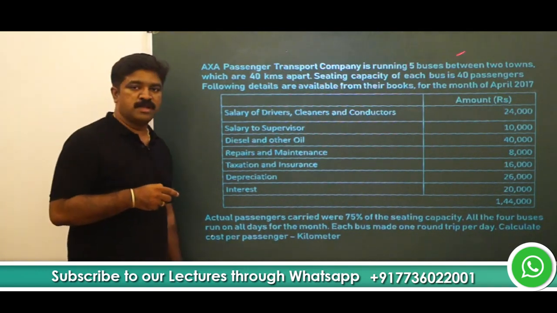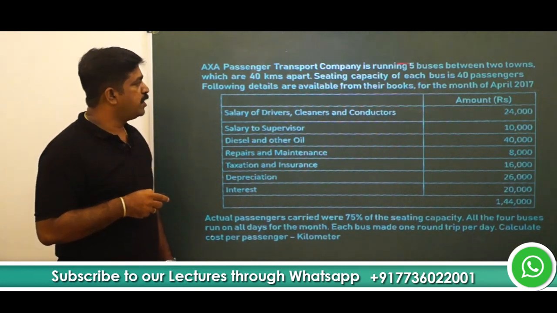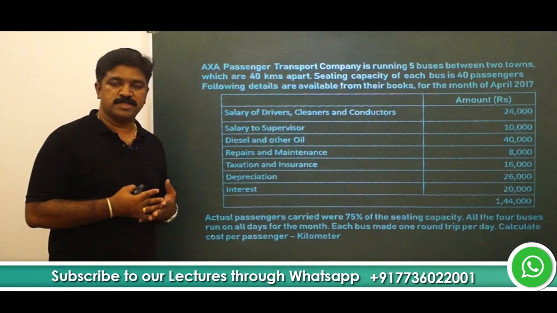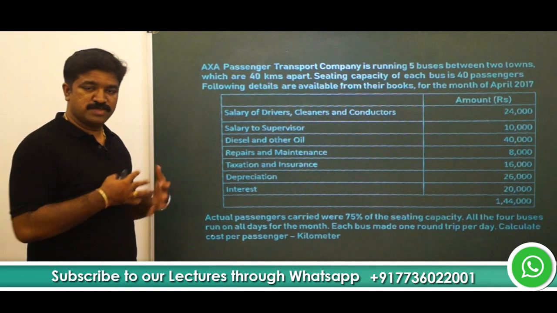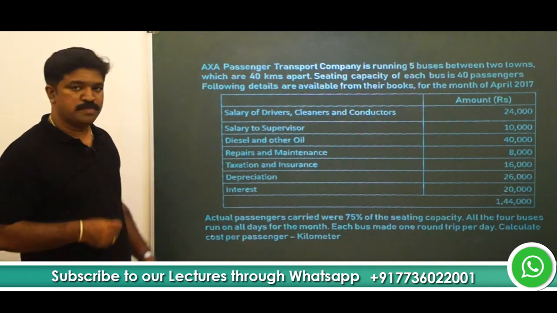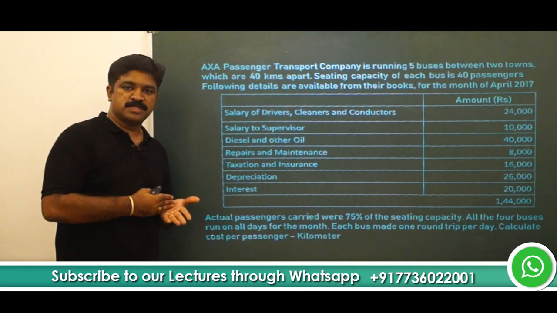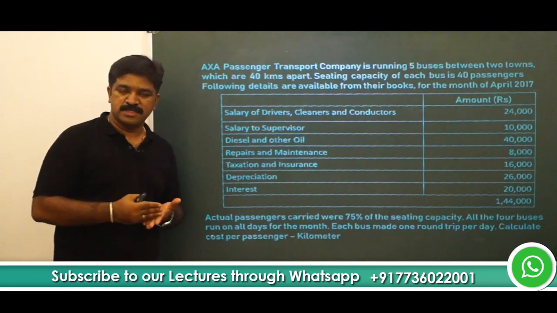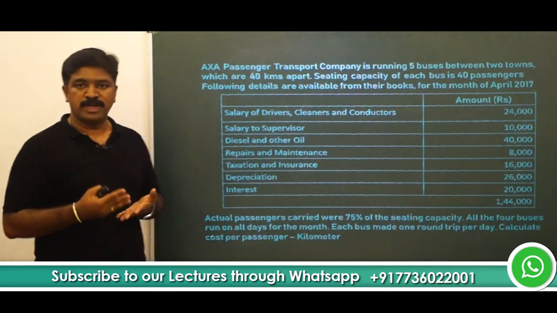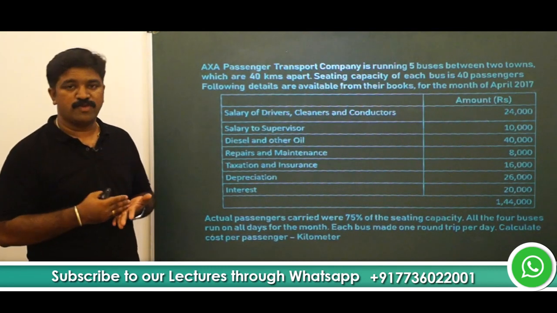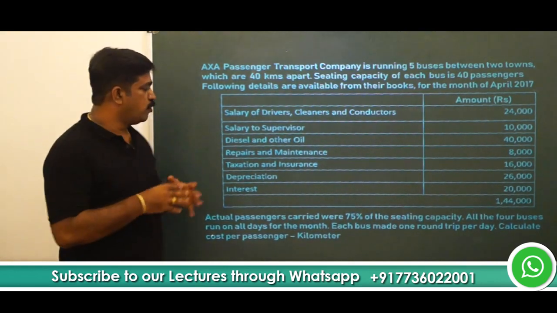See, 5 buses are running and seating capacity is 40. So 5 into 40, 200 passengers. But whether 200 passengers were actually traveling, the answer is no, because only 75% is the used capacity. So 5 buses, 40 passengers at 75% capacity, and this is for one trip, right? So multiply by 2, so you get 2 trips. And this is only for one day, so multiply it by 30 days. You get to know the overall position for a month.